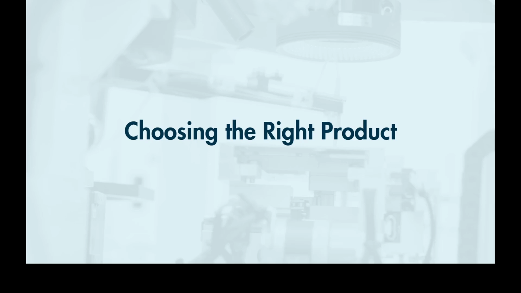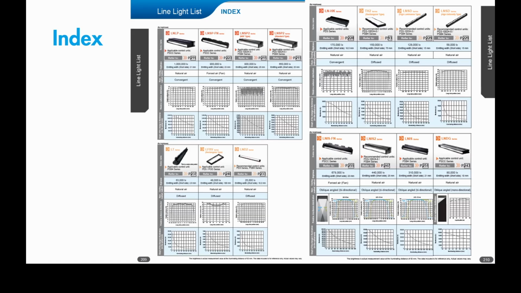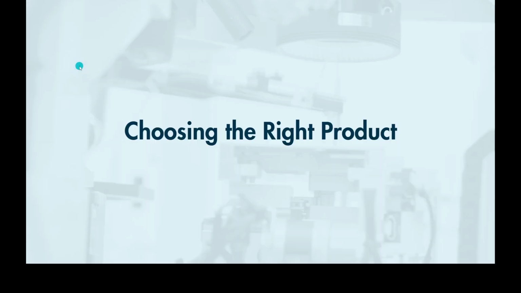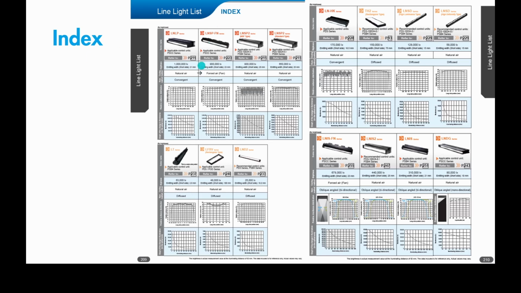So now that we know the lights that we recommend, how do we take a sample or an application that we have and choose the right product from there? In the catalog, right before you get to the line scan section, there is this little light line list index. What that does is show all of the lights as a little bit of a summary of each one. It shows if it's convergent or diffused, lists what their intensity is, shows the uniformity of the light, and then a picture of what the light looks like so you can get an idea of if it's going to fit in your space or not.